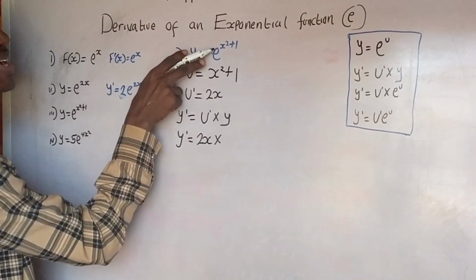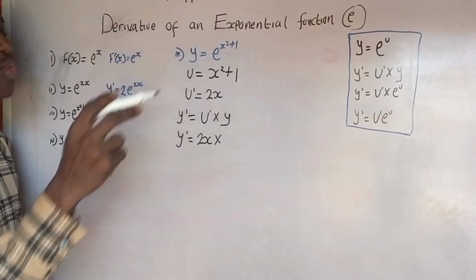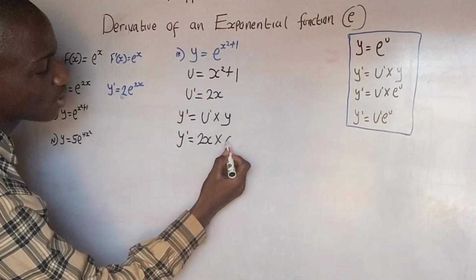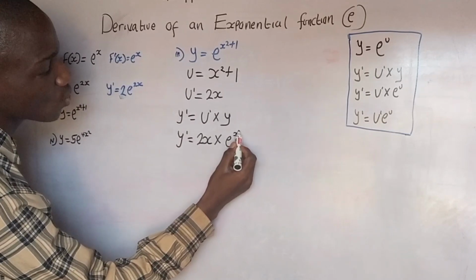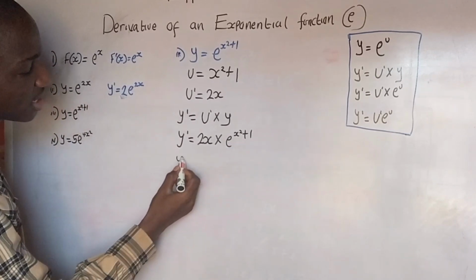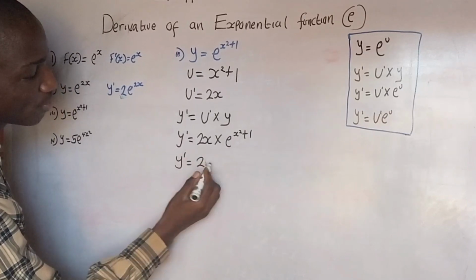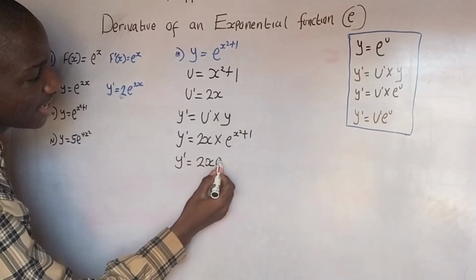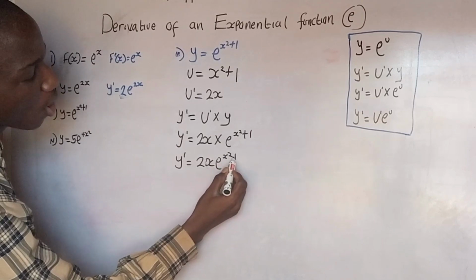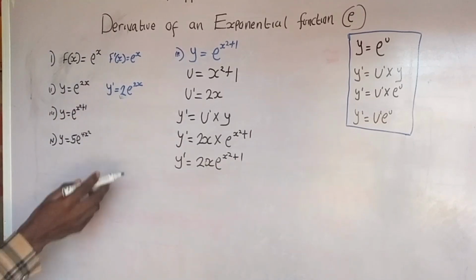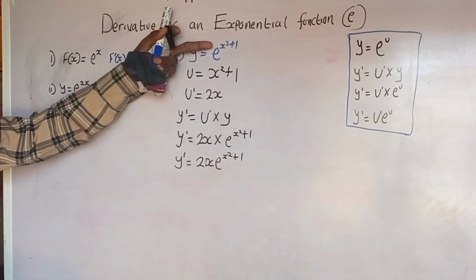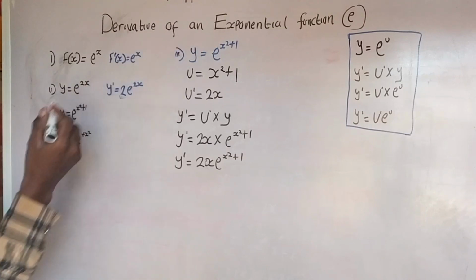y is equal to e raised to the power of x squared plus 1. In that case, I'm going to have e raised to the power of x squared plus 1. So the derivative of y is equal to 2x e raised to the power of x squared plus 1. So that is the derivative of y.